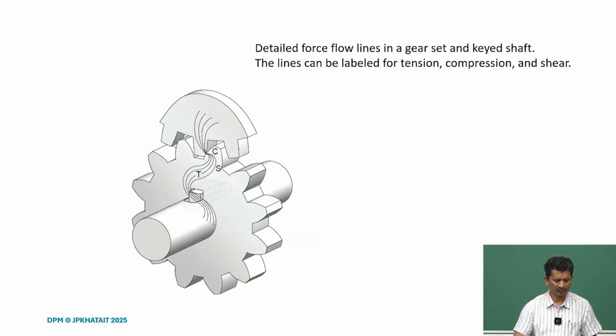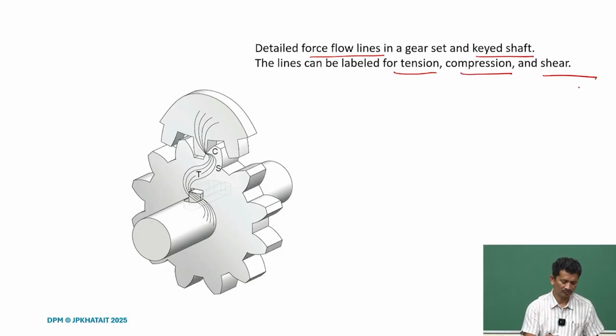So, this is one example, the gear teeth. Detailed force flow lines in a gear set and even the keyed shaft, and tension and compression here. You can see it is all converging. Here, contact, so compression. All lines now converging here, then at the gear tooth you have shear load, here compression, and again there is a tension, again coming to the keys here. So, shear load and then passing to the shaft.